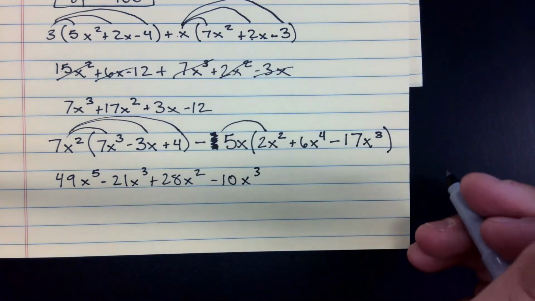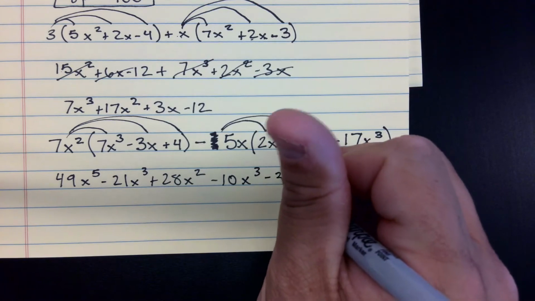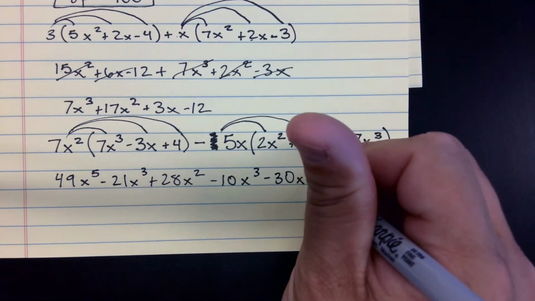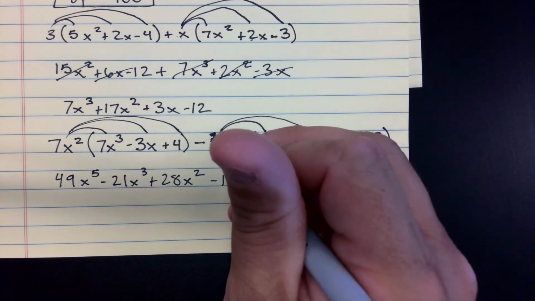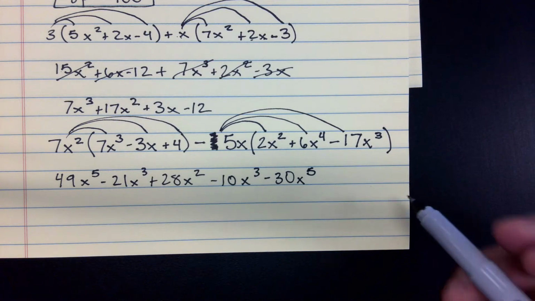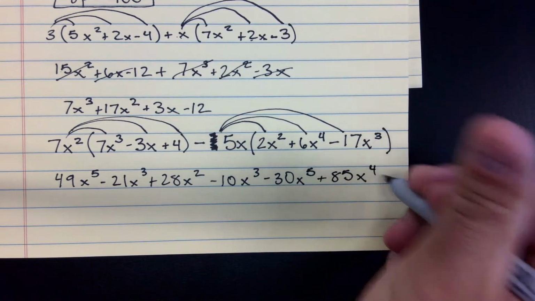Okay. That's negative 35 to the 5th. 30. Same thing. No. Yeah. 85. 85 to the 4th. Does everyone agree with Trey?